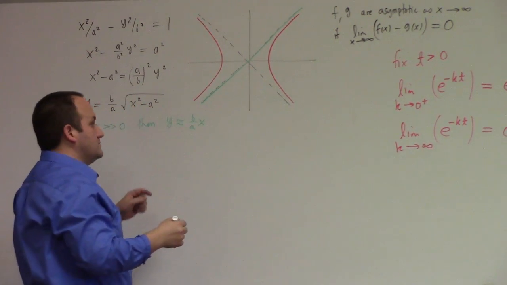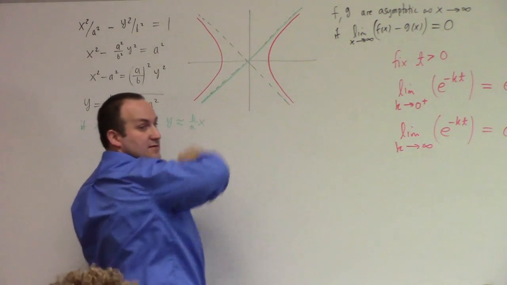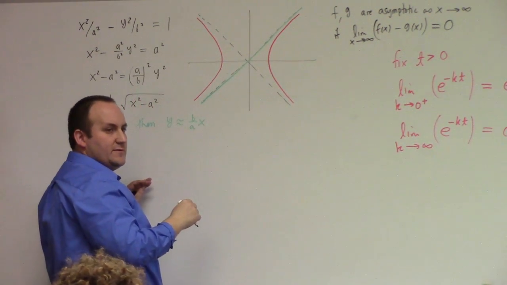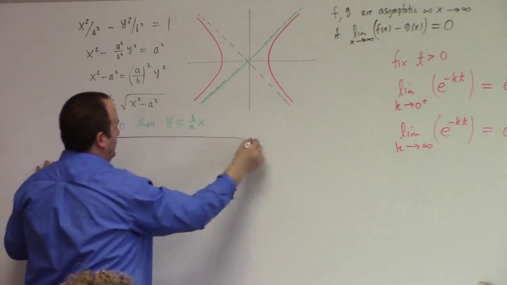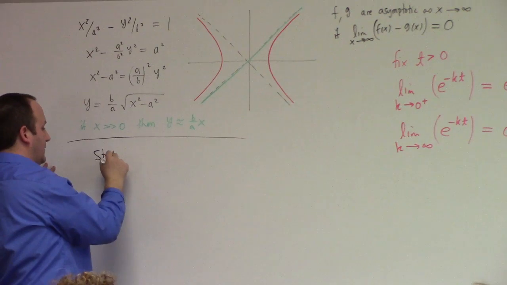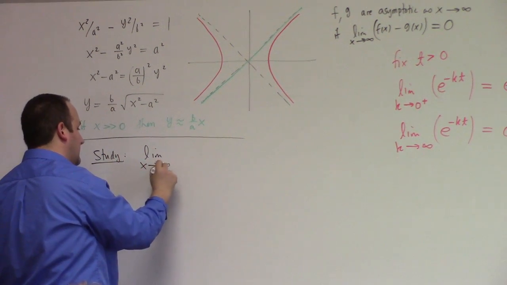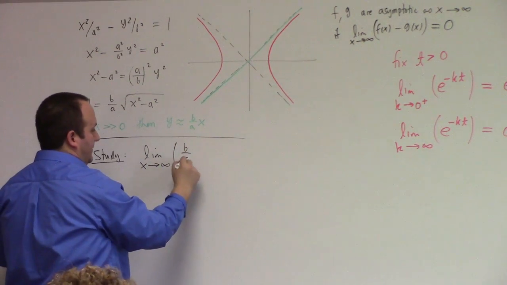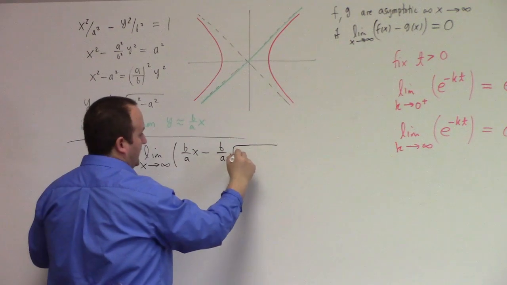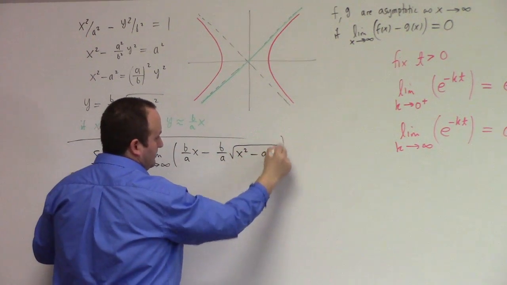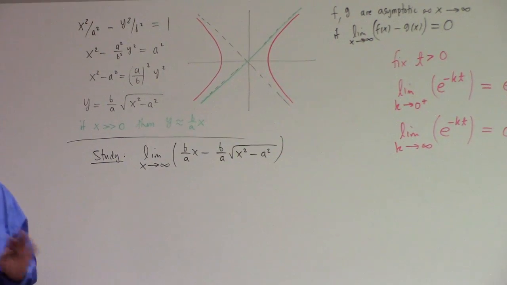So, to show that this hyperbola is actually asymptotic to its asymptote, which I would hope is true, we need to check what? You need to study the limit as x goes to infinity of what? Of b over a times x minus b over a times the square root of x squared minus a squared. That's one of your homework problems. That's kind of related to this one.